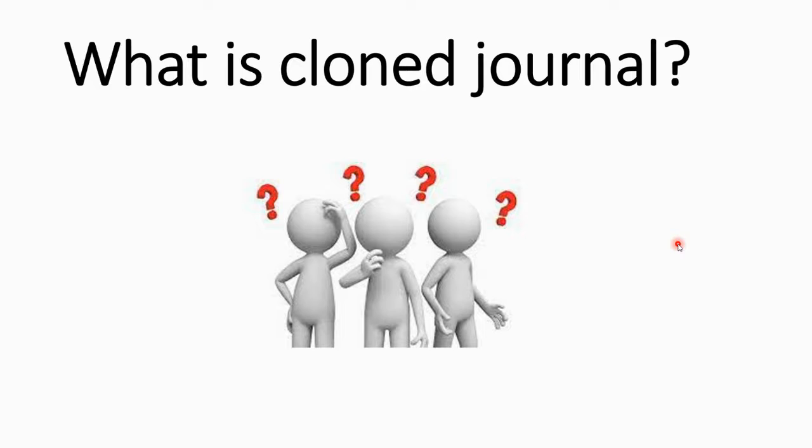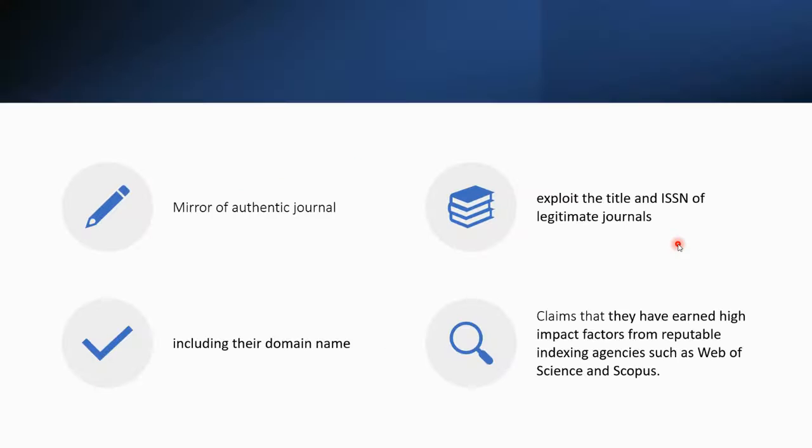Everyone might have this question: what is a clone journal? A clone journal web page is a counterfeit mirror of an authentic journal. Authentic means original journal. It is a mirror of an original journal that exploits the title and ISSN of the legitimate journal. So even the ISSN number will be the same and the title will be the same.